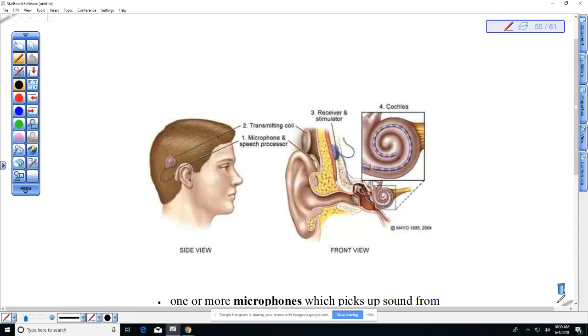So this is what the cochlear implant looks like. The hair cells themselves do not have to fire, but rather there's an electrical impulse here that then causes an action potential to be sent into the cranial nerve and then into your auditory cortex.